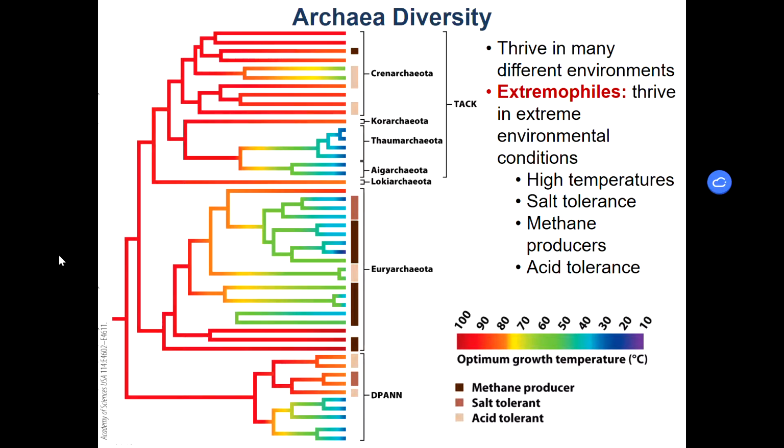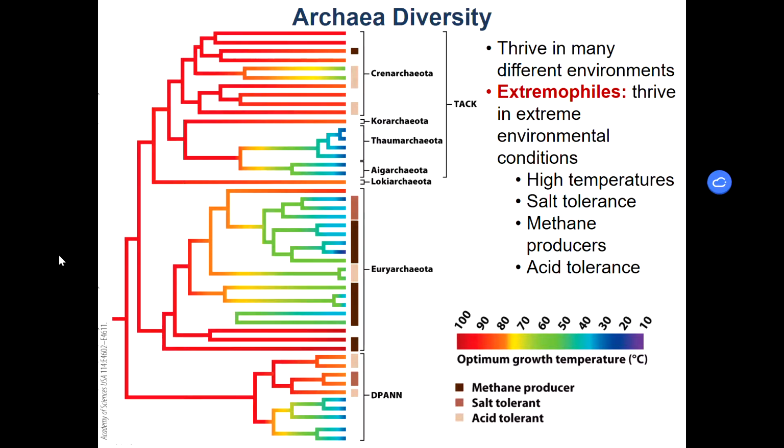And these organisms thrive in many different environments. Many of them are what are considered extremophiles. So they thrive in extreme environmental conditions. So the changing of colors on the branches of the trees is showing what their optimum growth temperature is. And you can see many of them can survive in temperatures of close to 100 degrees Celsius. So that's boiling water. Some have high salt tolerance, so they can live in very, very salty environments. And those are the medium brown colors, so you see some here and down here.